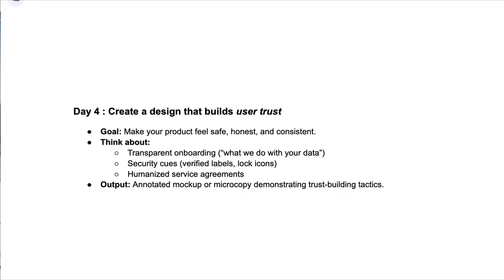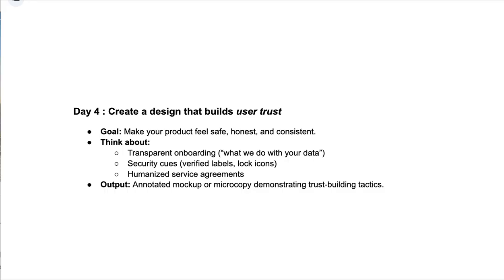Make your product feel safe, honest, and consistent. And this could be simply adding transparency. It could be about making it easy for people to see service agreements, terms of service. If you want to see a really interesting, humanized terms of service and privacy policy, check out the ones at Interaction Design Foundation. They intentionally went through the process of doing that and did a great job. It's still a lot, but it's communicated in a very human way.